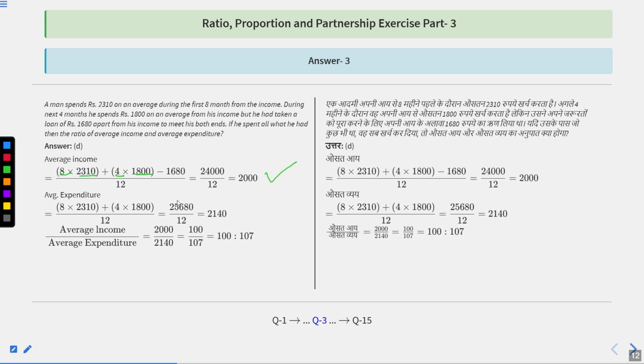Clear? In the same way, we are going to calculate the average expenditure. So he spent 2,310 for 8 months and 1,800 for 4 months. Divided by 12. When we solve it, we get 2,140 rupees he spent on average every month. So the question is, what is the ratio of average income and average expenditure? Average income is 2,000, average expenditure is 2,140. When we make the ratio, we get 100:107. So this is the correct answer.